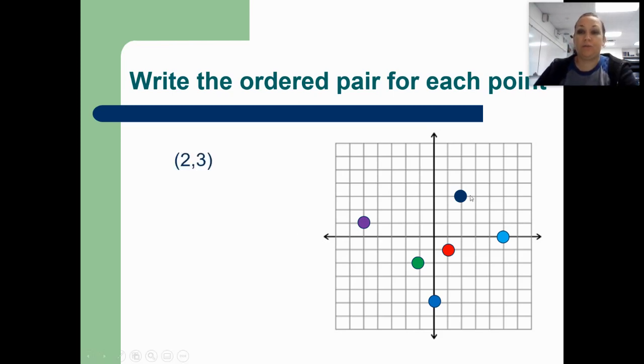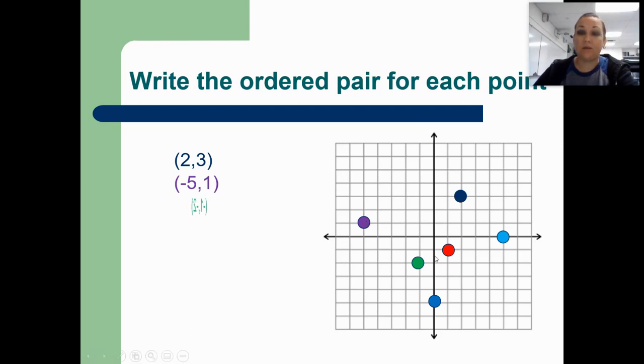Starting with our dark blue dot right here, if I start at the origin, to get to that dot, I needed to go right 2 and up 3. So it's positive 2 and positive 3. Next, I have my purple dot. For my purple dot, if I start at the origin, I need to go to the left 5, so that's a negative 5, and then up 1, so that's positive 1.